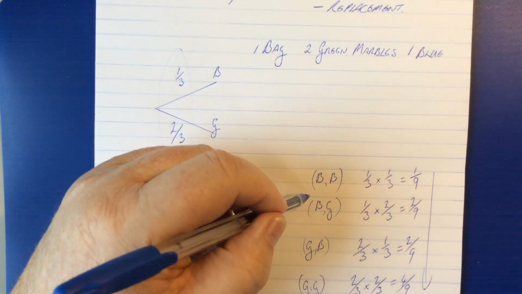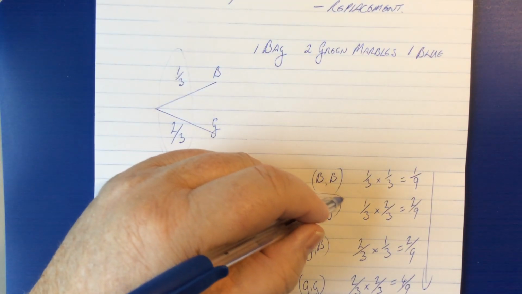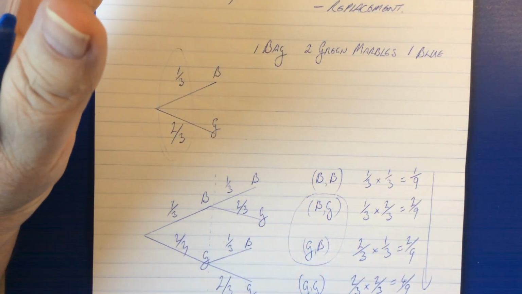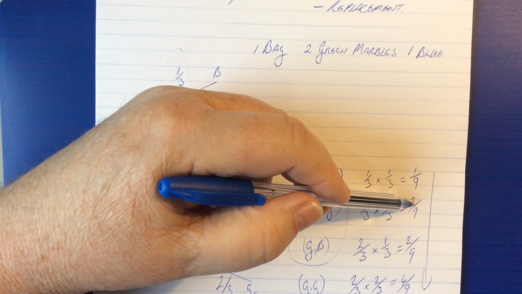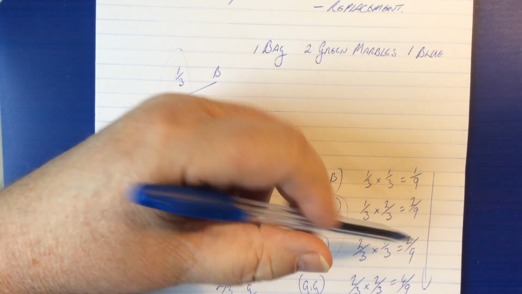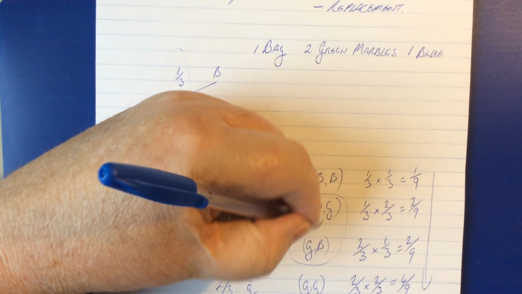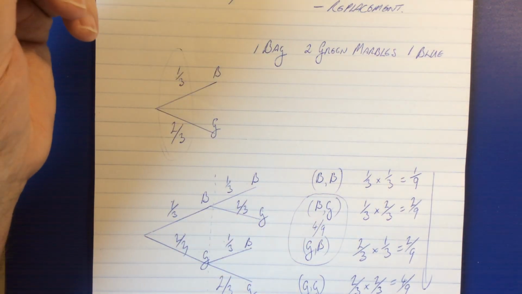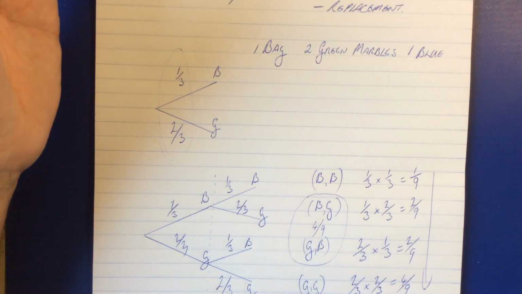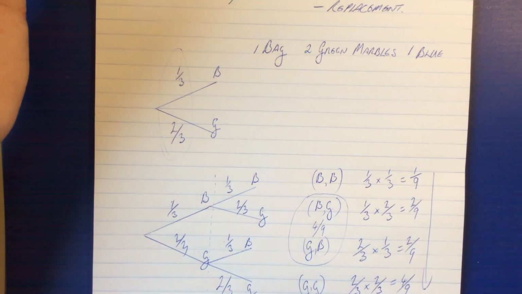But if you wanted to know what getting a blue and a green in any order would be, what you'd do is you'd add these 2 probabilities. And they would give you 4 out of 9. I hope that's clear. That's as far as I want to go with this.